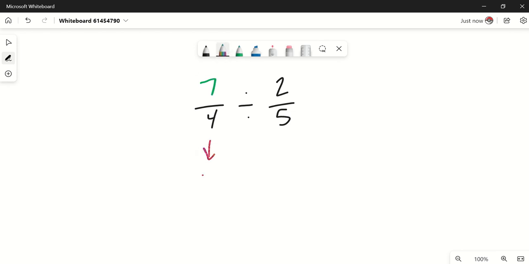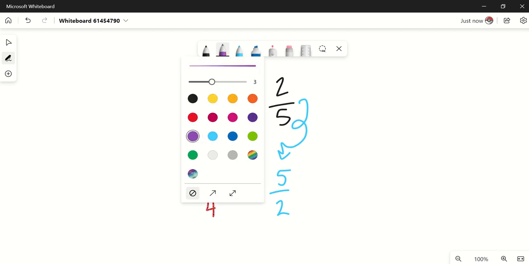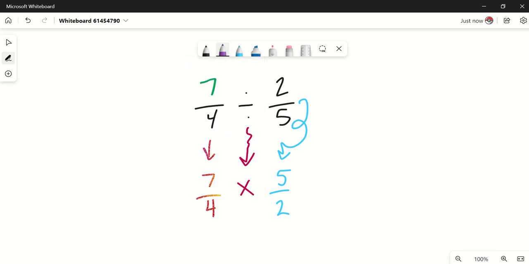This number will come straight down because it is the dividend. It's the number that's being divided. We don't change it. The division symbol becomes multiplication, and we are going to flip or take the reciprocal of our divisor, and this will become 5 over 2. Cross simplification will get us nothing in this case because 2 and 7 have nothing in common, and 4 and 5 have nothing in common. So we're going to multiply straight across. 7 times 5 is 35. 4 times 2 is 8. Improper fraction.